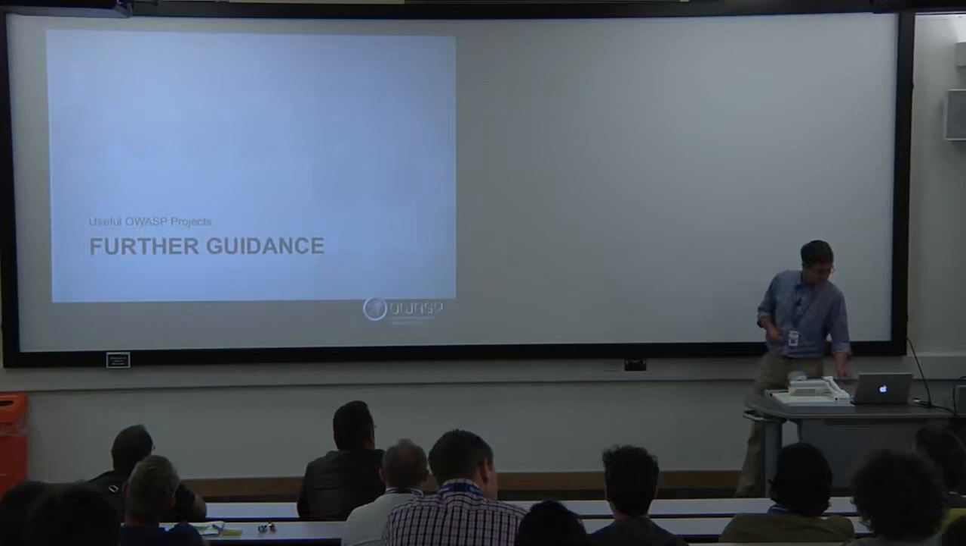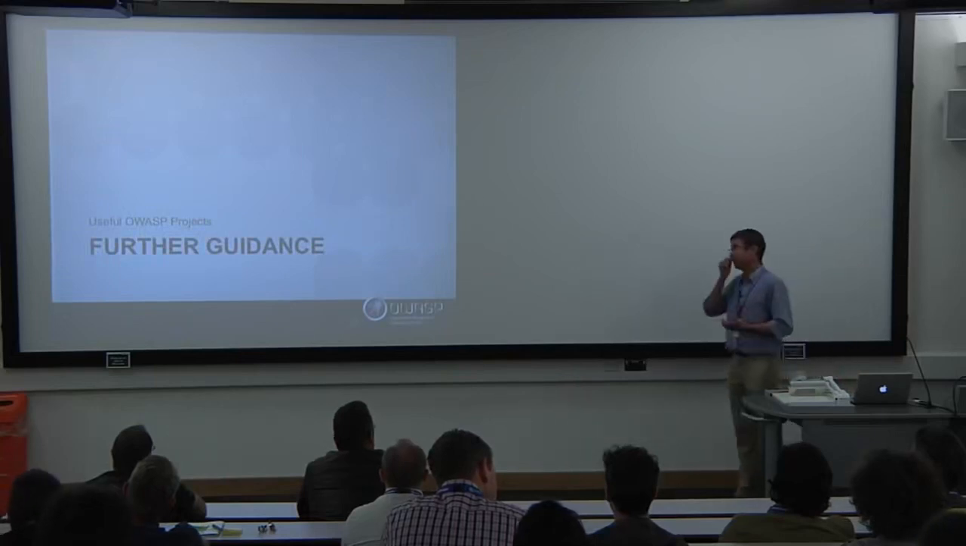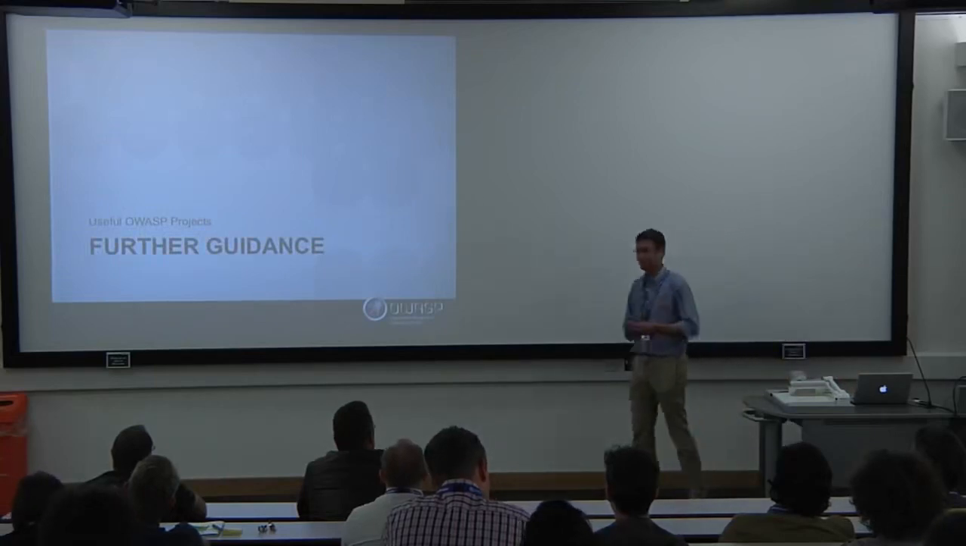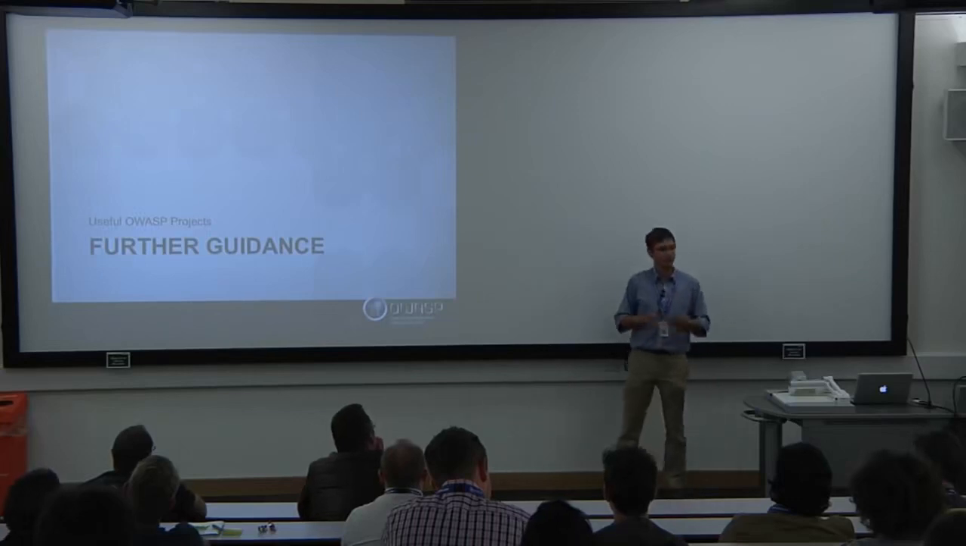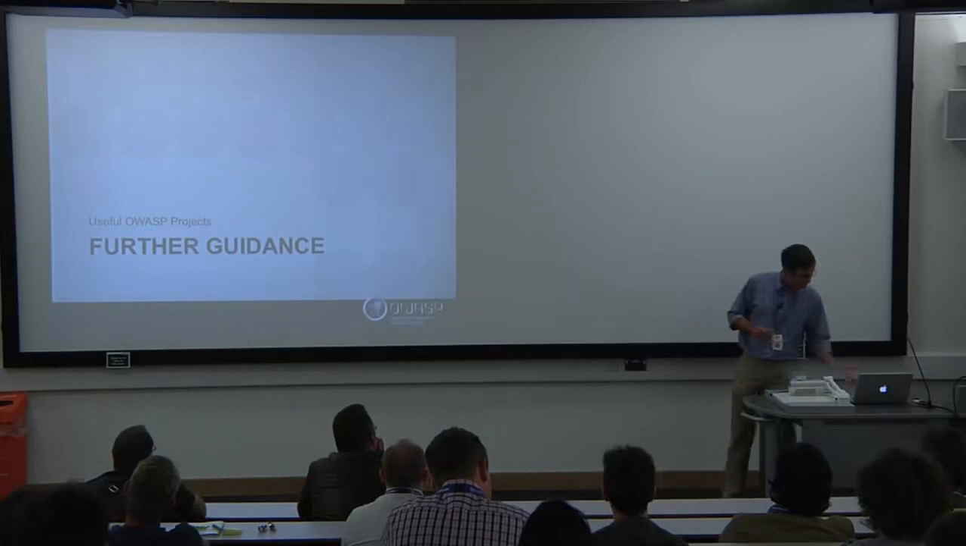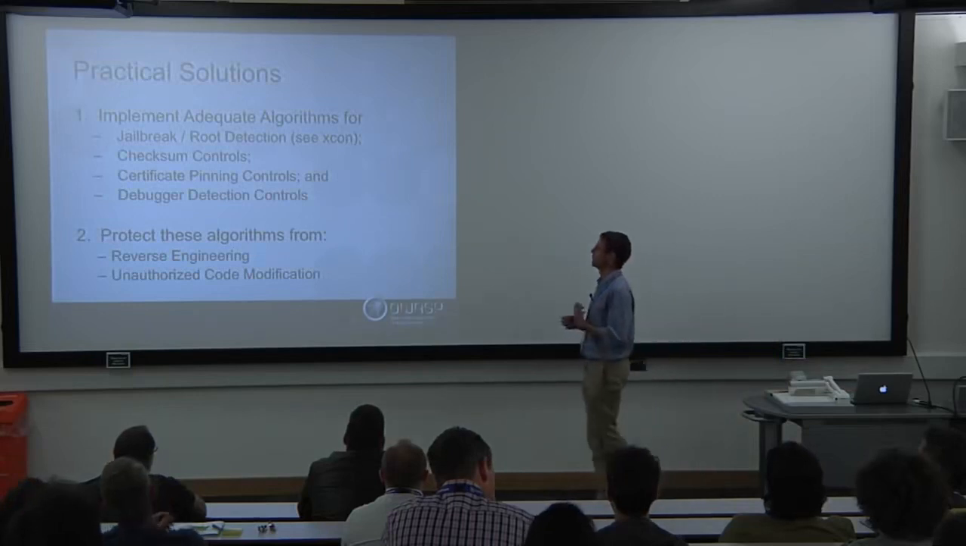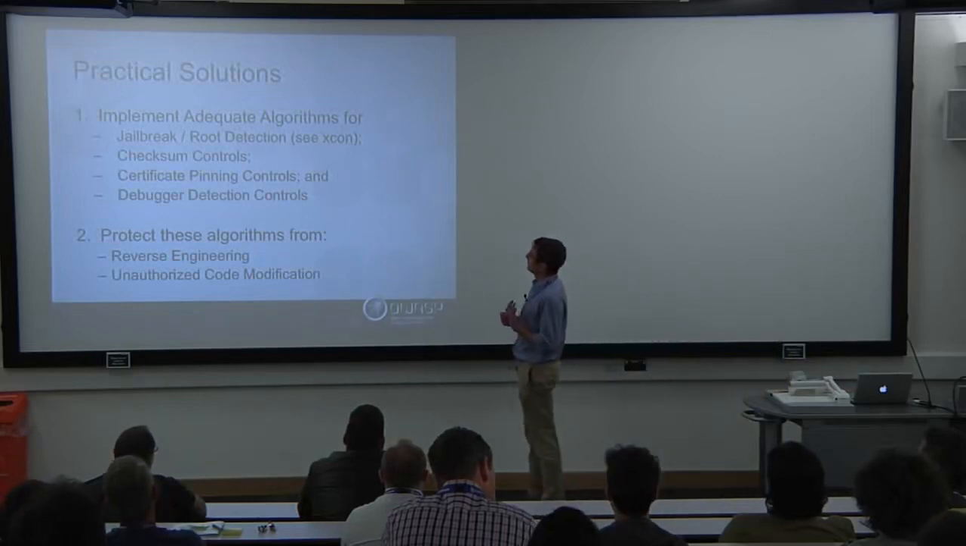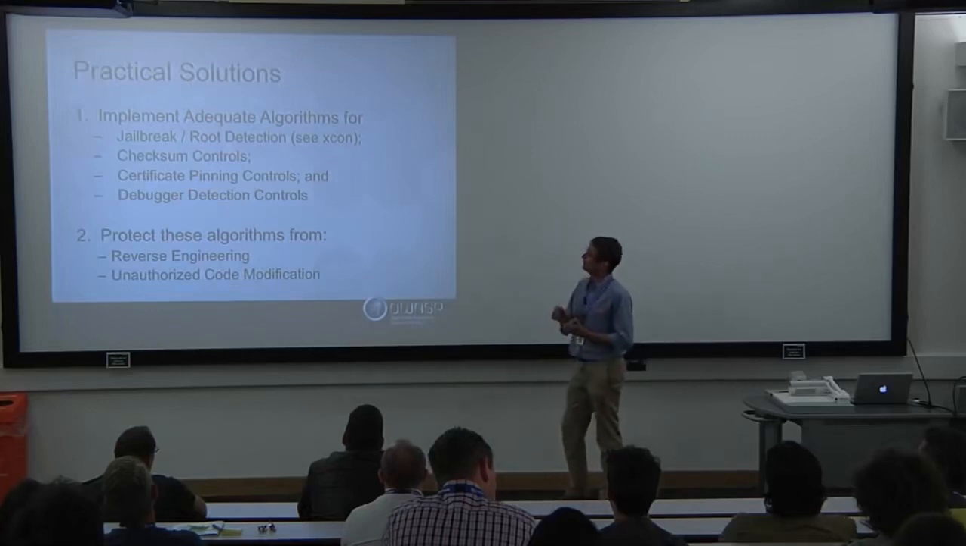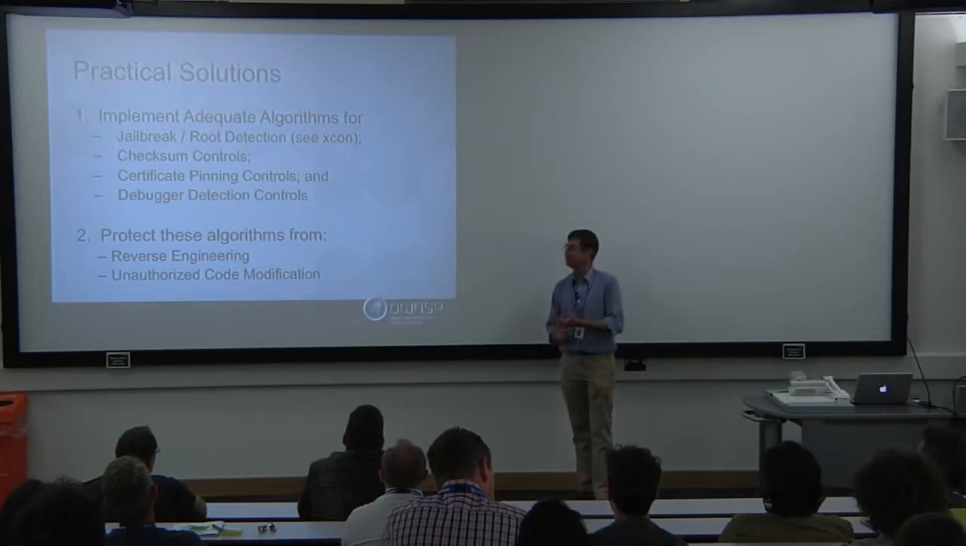So we talked about some ways people are going to attack your code, by reverse engineering it or changing it. This now talks about some other practical things you can do. I guess it's fairly straightforward: implement or use good algorithms.